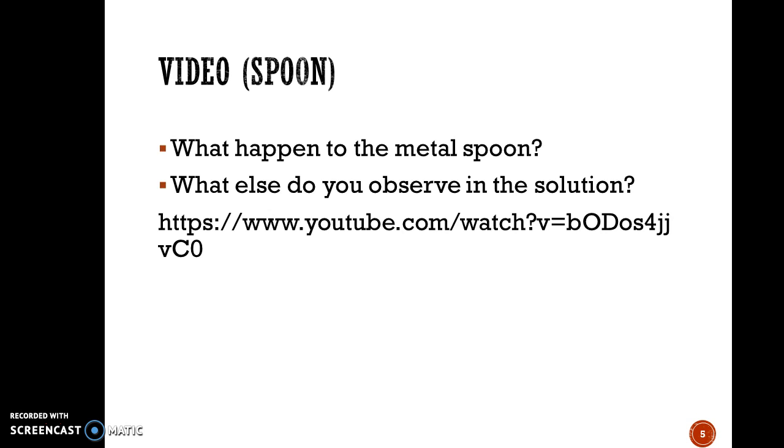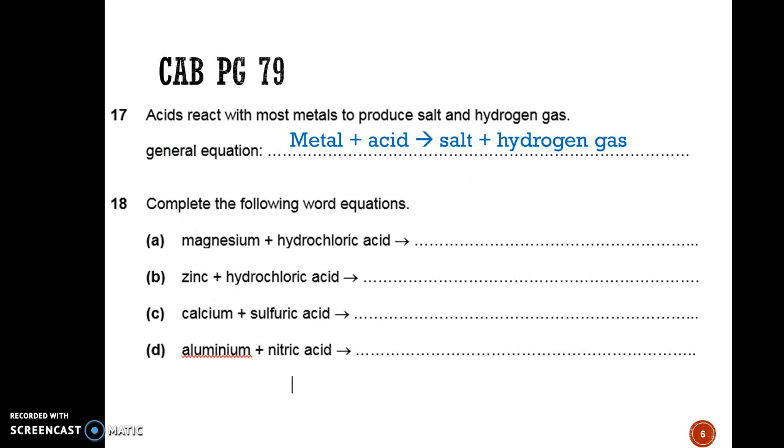If you have observed, the metal spoon kind of disappeared, or you can see that it dissolves inside the acid, but is that really what has happened? Let me just explain.